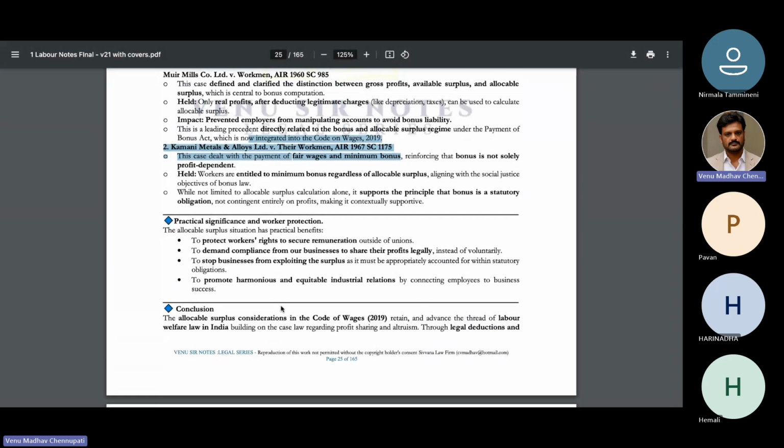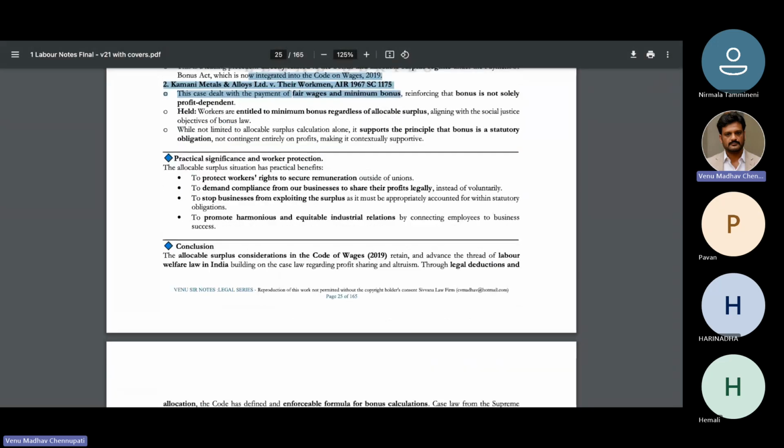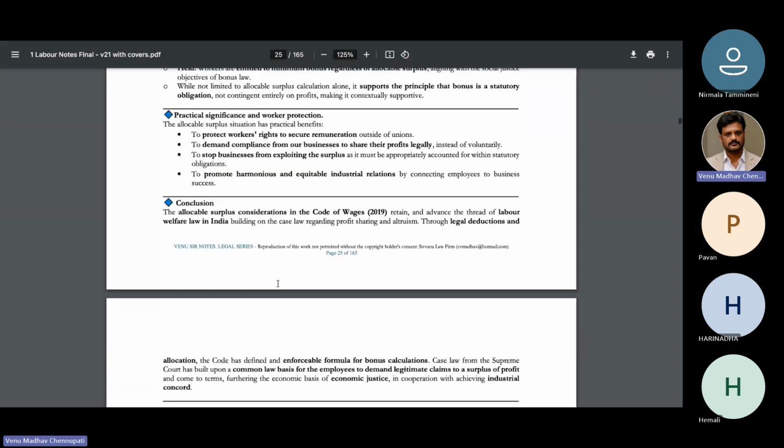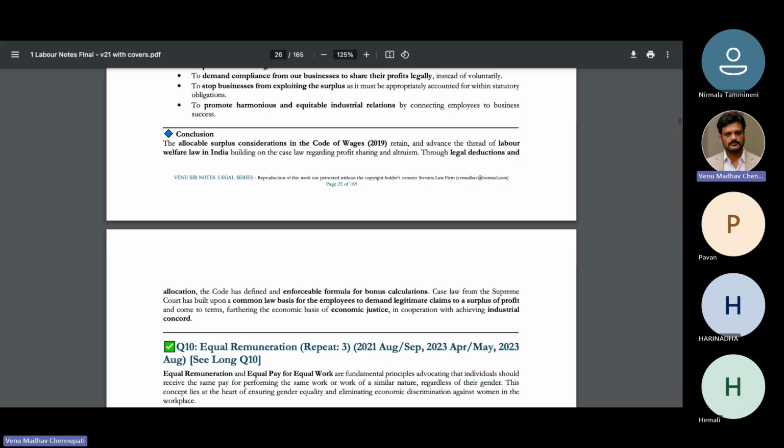Then practical significance: workers' protection in India, to protect workers' right to ensure remuneration, demand compliance from businesses, stop businesses from exploiting the surplus, and promote harmonious and equitable industrial relations. Conclusion: allocable surplus considerations in the Code on Wages retain and advance the thread of labor laws in India, building on the case laws regarding profit sharing and altruism through legal deductions and allocation. So the code is a defined and enforceable formula for bonus calculations.